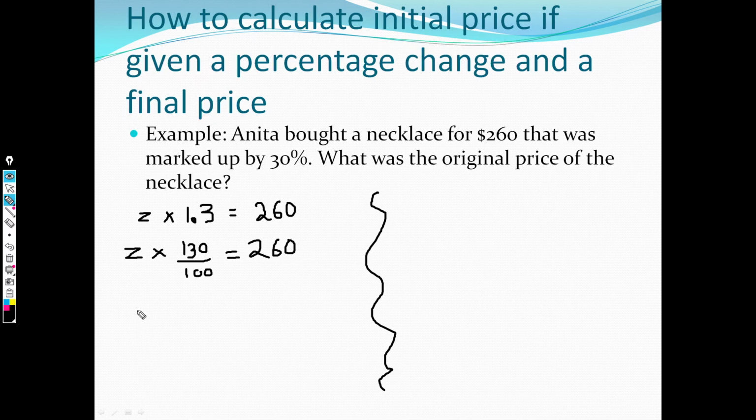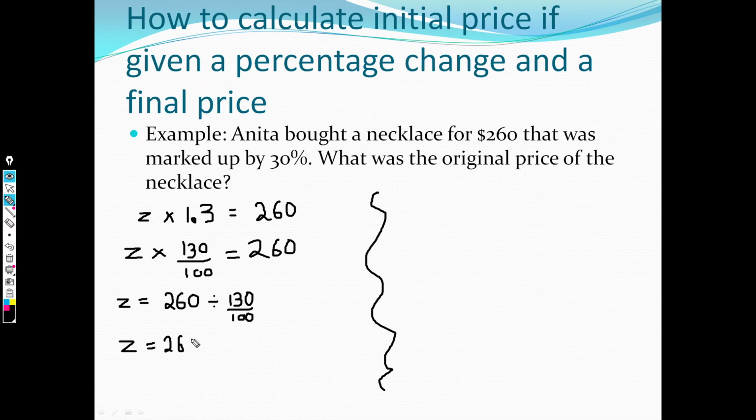Okay. Then my next step is going to be to divide by 130 over 100, because you want to isolate for z. So here you're going to say, well, z equals 260 divided by 130 over 100. And we know that we can change this division into a multiplication, by flipping this fraction right here, by taking its reciprocal.